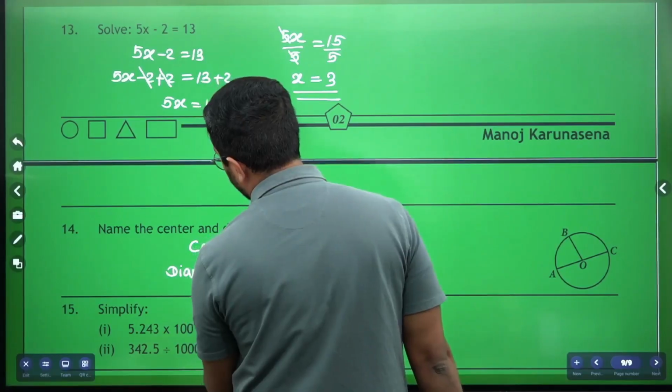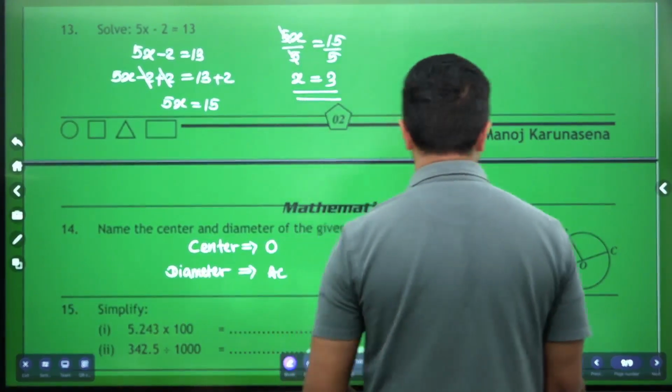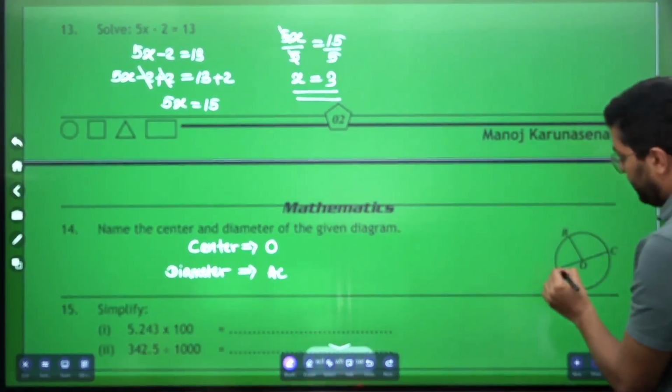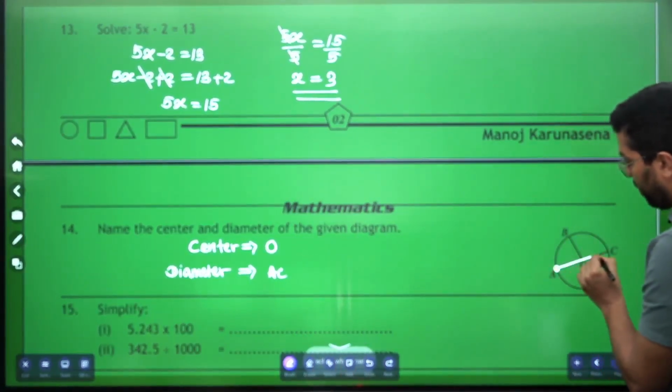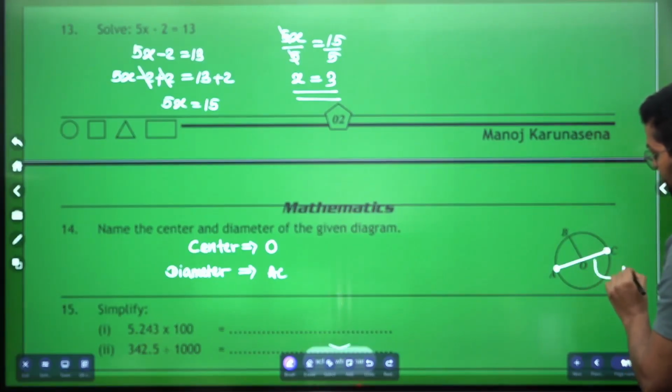Diameter of the circle is AC. Here, the distance from this particular point to this particular point is called the diameter. This is the diameter of the circle, right?